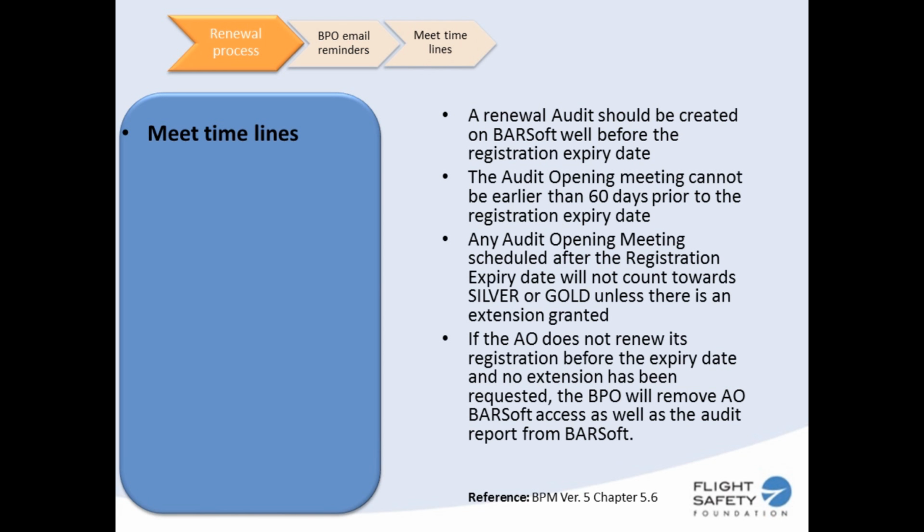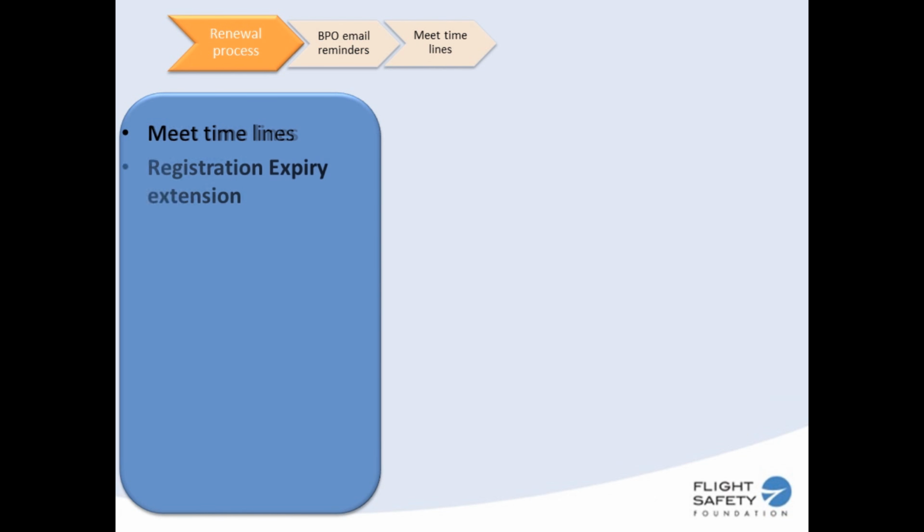The opening meeting cannot be earlier than 60 days before the current registration expiry date. Any opening meeting scheduled for a time after the expiry date will not count towards continuous registration and achieving the silver or the gold status, unless there's been an extension granted by the BARS Program Office. An aircraft operator that does not renew the registration will be made dormant on BARSoft, the audit report will be removed, and no longer visible to the BARS member organisations.